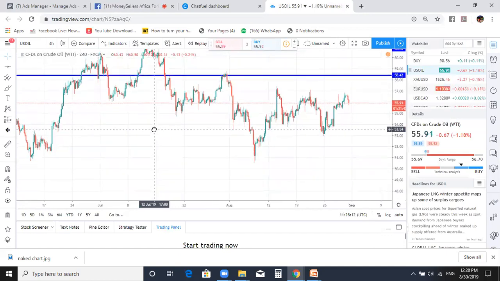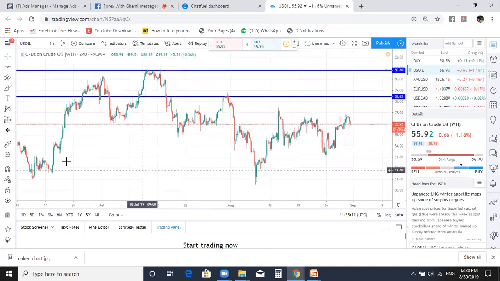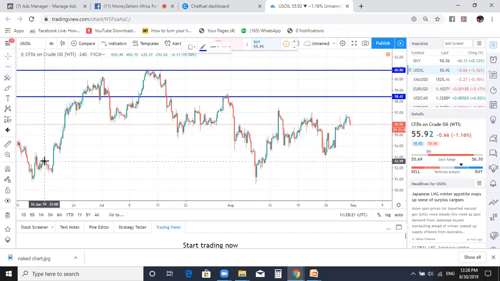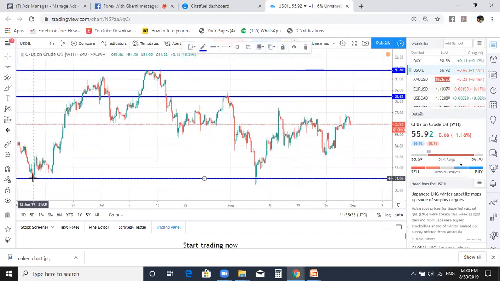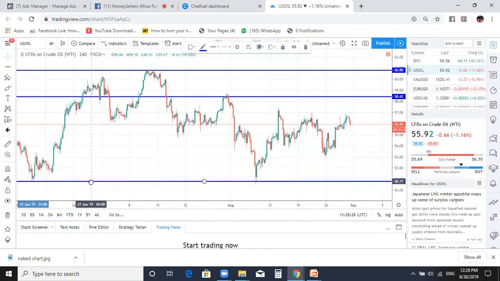A support is like the floor in the market. So I look at this area and I say, okay, where is the floor of this market? And I say this is the floor right here, because this is the area where the market got to before bouncing back up.